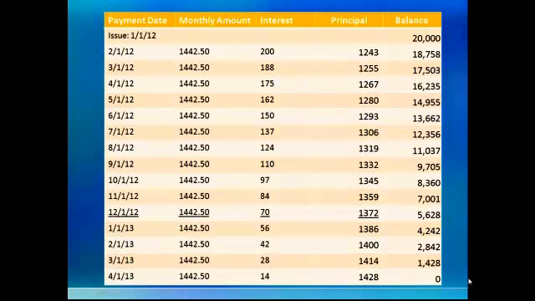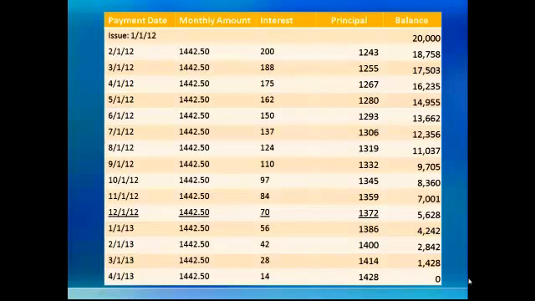Here's all 15 payments. So you start off with a beginning balance, if you look at the top right part of the screen, of $20,000. And if you look at the bottom right part of the screen, it goes to zero after the 15 payments, which is what we're trying to do, pay off this note in 15 payments. And then you've got your monthly payment of $1,442.50 showing up in the second column of this table.